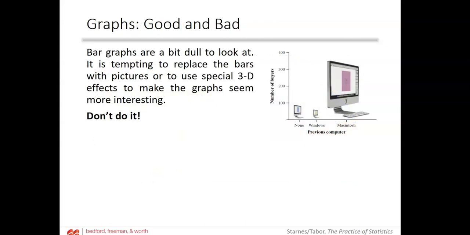Bar graphs can be a bit dull to look at at times. So sometimes, especially in the media and social media, you might see more catchy, eye-catching graphs. This is an eye-catching graph about computers. The Macintosh seems to be the most popular here, with the number of buyers about 350-ish at the top, compared to only Windows computers, less than 100 there.